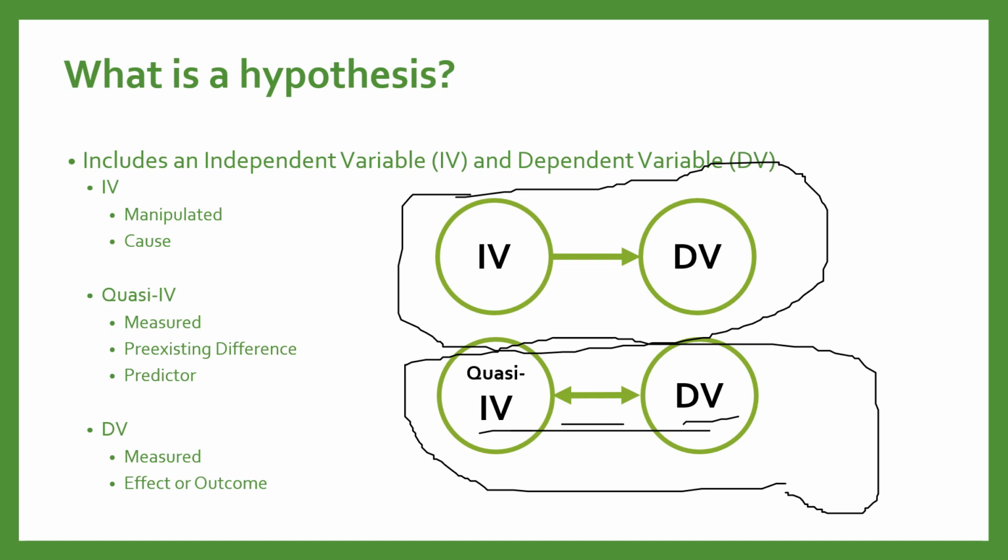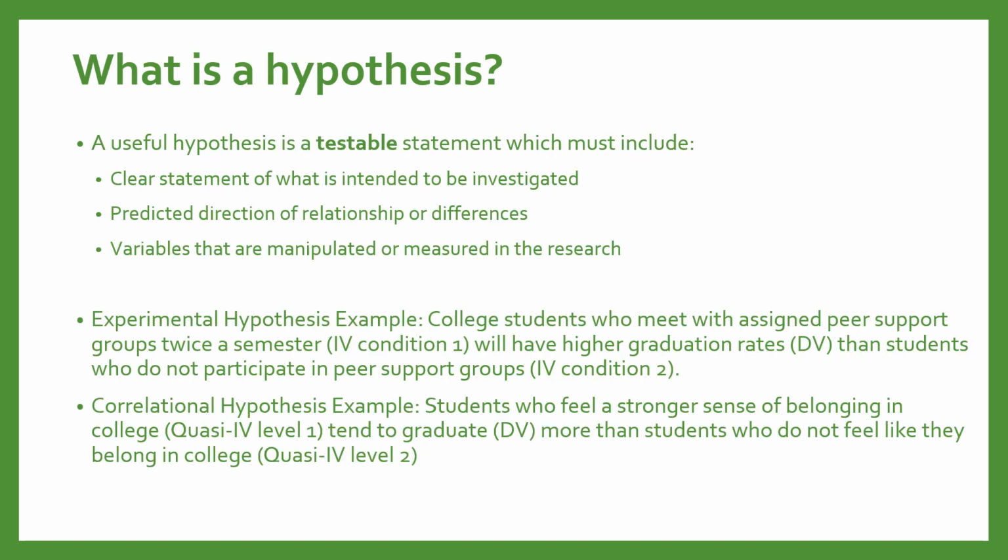So keeping in mind that we can't make cause and effect inferences when we're doing non-experimental research with quasi-independent variables, we can still, based on past research and theory, have a pretty good idea of what's the predictor and what is the outcome. So in addition to being an educated prediction based on past research or observations, a hypothesis also needs to be testable.